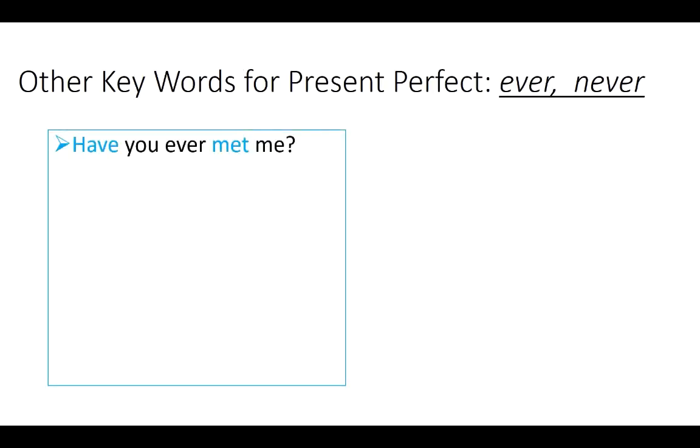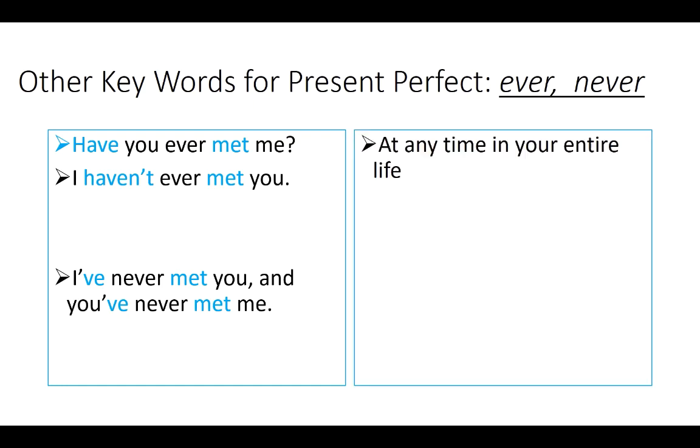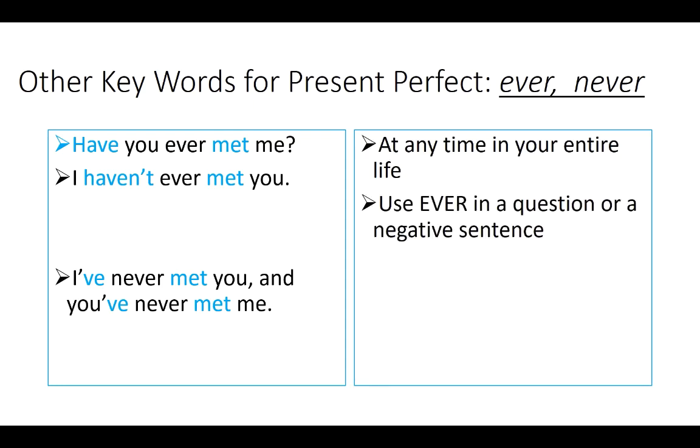Finally, have you ever met me? I haven't ever met you. Or, I've never met you and you've never met me. Ever and never are common words for present perfect. Ever means at any time in your entire life. It can be used in a question or a negative sentence.